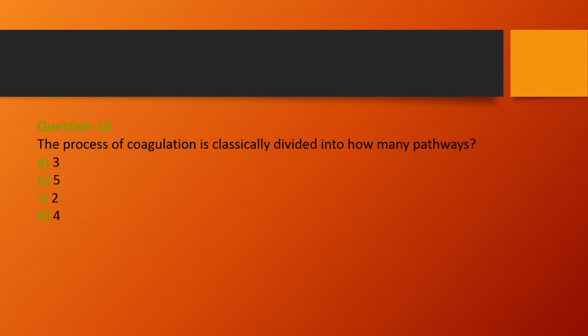The last question is, the process of coagulation is classically divided into how many pathways? The answer is 3 pathways. It has the extrinsic pathway, intrinsic pathway and the common pathway.